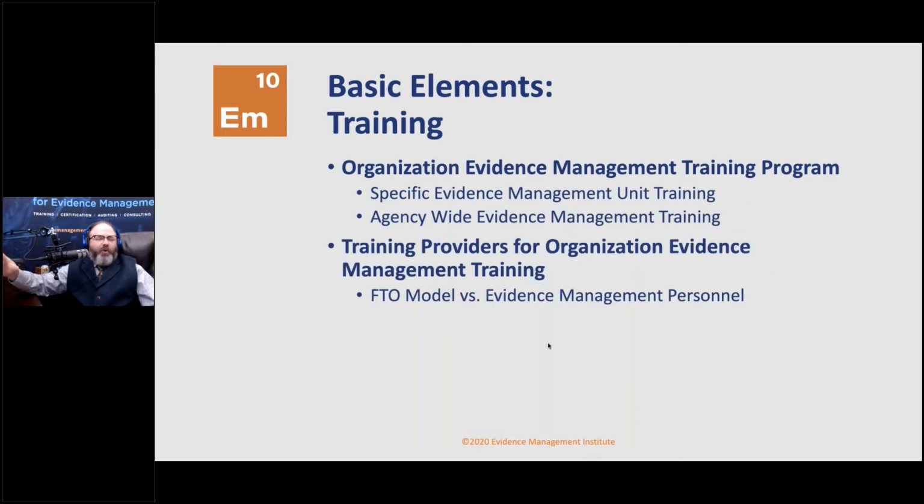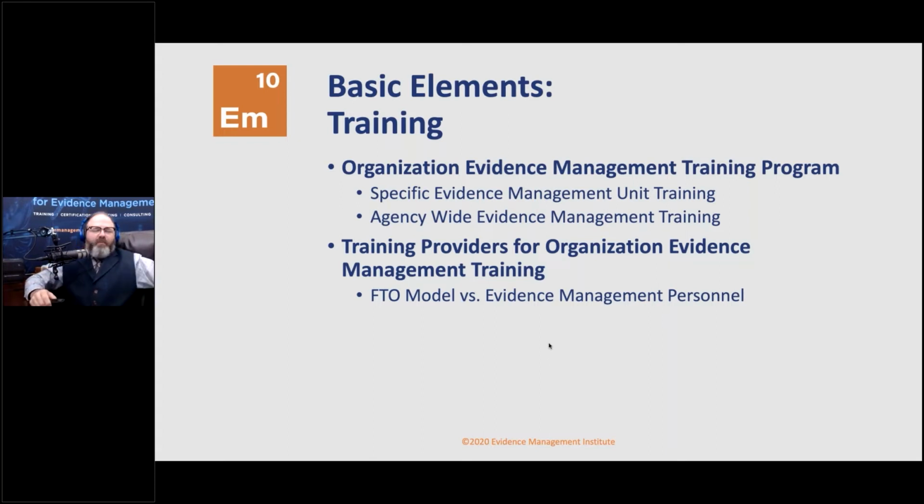When it comes to your whole organization, there are two types of evidence management training that are critical to your success as an agency. The first is specific evidence management unit training. Classes like this, or classes that are specific to your agency, how you train your employees inside the evidence management unit to do their jobs, is incredibly important. But there is also the wider component of agency wide evidence management training. And I think that this is one area where most agencies could make huge strides in their training program that would help their evidence unit tremendously just by making a few small tweaks to their agency wide evidence management training program.